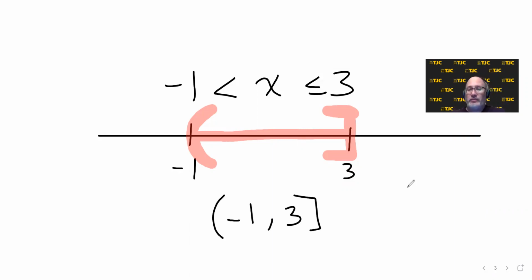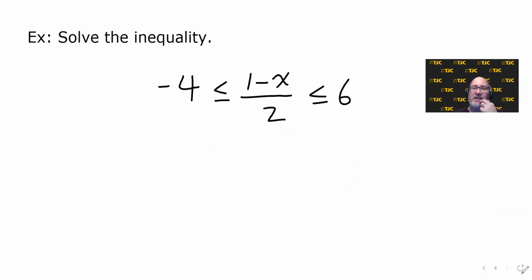Pretty easy to finish. There's only one small thing you need to be on the lookout for, and this example will illustrate it. Solve the inequality. -4 is less than or equal to 1 minus x over 2, which is less than or equal to 6.